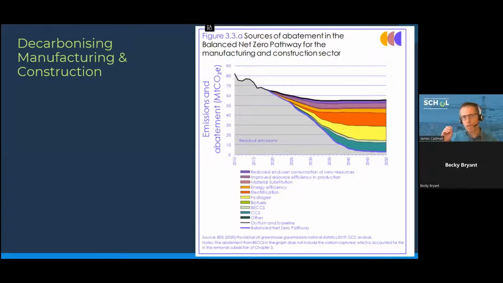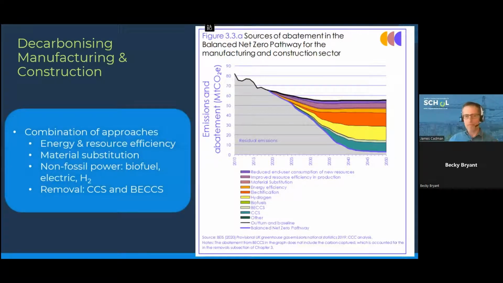Taking a finer, closer look at manufacturing and construction, again, I'll just bring up the bullets. This is the makeup of the kinds of technologies and techniques that will be used to follow that line down to 2050. So you can probably read some of these here, but just to pick out the different combinations of different things that we can do.